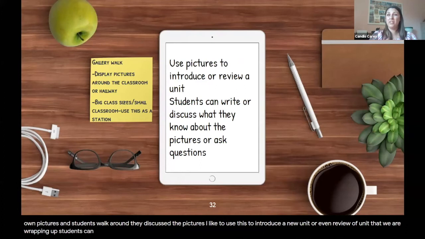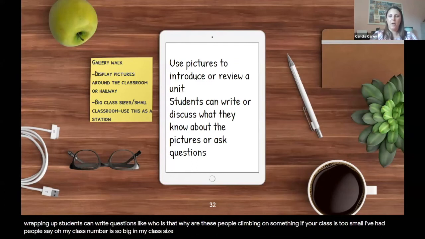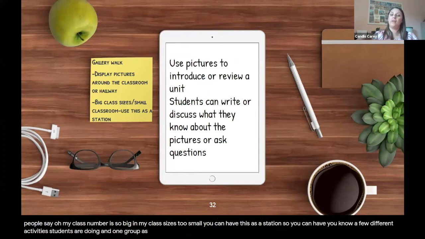Students can write questions like, who is that? Why are these people climbing on something? I've had people say, oh, my class size is too small. You can have this as a station. So you can have a few different activities students are doing, and one group is walking around doing the gallery walk, or go out and use that hallway as well, if you can be out there too.